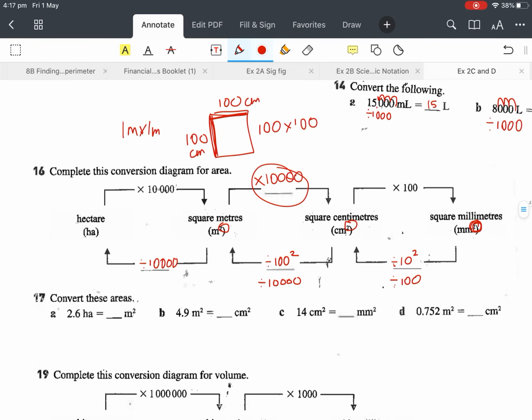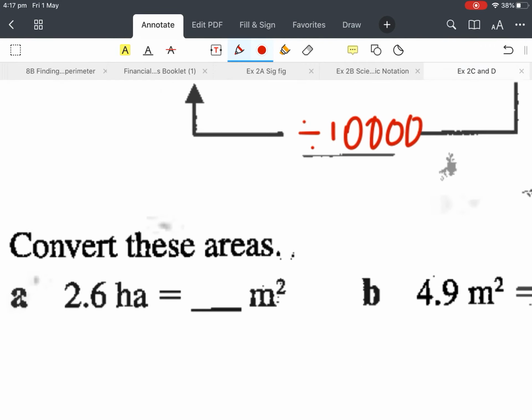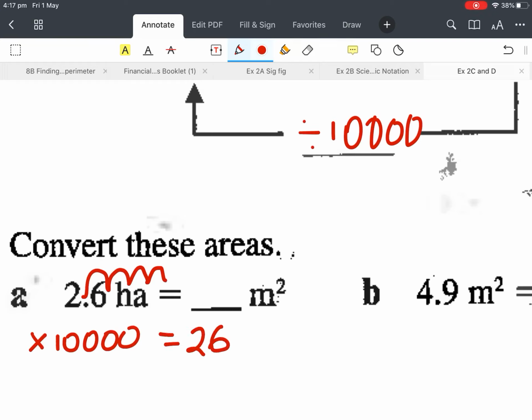So the first one is 2.6 hectares. Now I know there's 10,000 square metres in 1 hectare. So for that one I have to times by 10,000. So either use your calculator or move the decimal point. There are 4 zeros in 10,000, so move the decimal point 4 spaces. That gives me 2.6, and I've got 3 jumps there with nothing under there, so I'm going to put 3 zeros up.